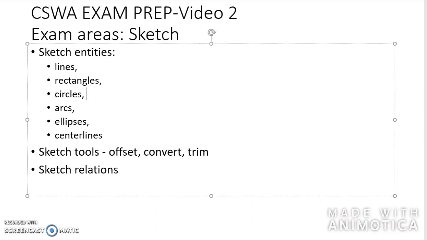In this video I'm going over sketching. I start with sketch entities: line, rectangles, circles, arc, ellipses, and center lines. I go on to sketch tools like offset, convert, and trim, and then add sketch relations. And at the end, I'm going over sketch dimensions.